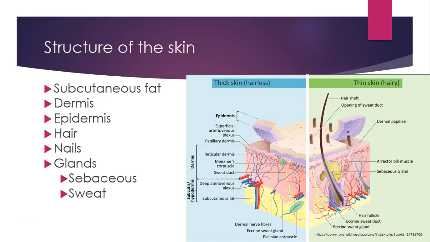So as an overview, this is the structures of the skin. You should be able to identify the subcutaneous fat, the dermis, the epidermis, hair, nails, and the glands, including sebaceous and sweat. There's some great references here for you to review these, but I am taking the assumption that you know these already.